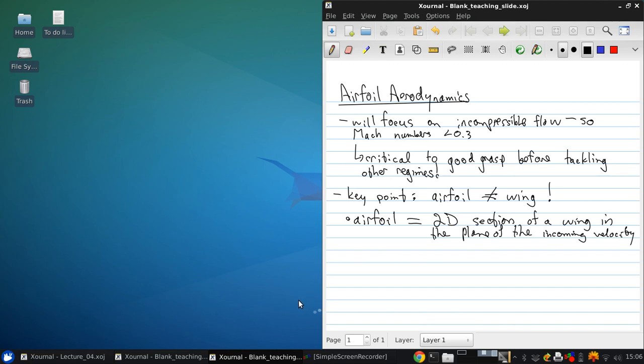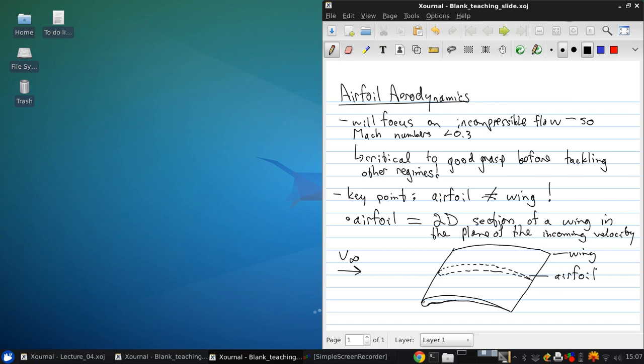So I can draw that like this, sketch out an airfoil and a wing. So there's a wing. Here's our incoming velocity, V infinity. And so an airfoil would be a section cut from that wing.